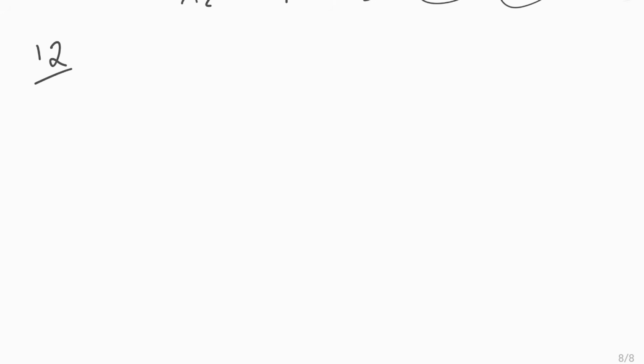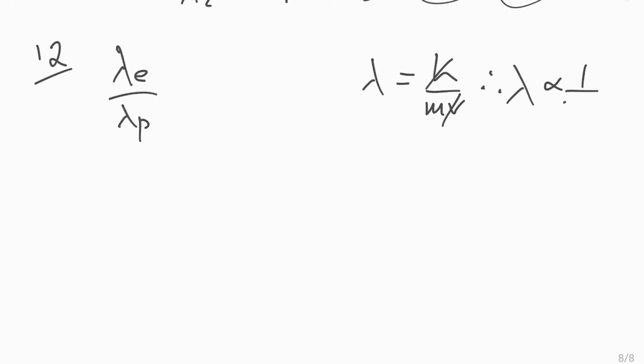What was I just talking about? There we go. De Broglie wavelength of electron versus proton. So I'm going to say lambda E over lambda P. So what's our equation for de Broglie wavelength? Lambda is equal to h over mv. But they have the same speed, so therefore we can say that lambda is inversely proportional to m.